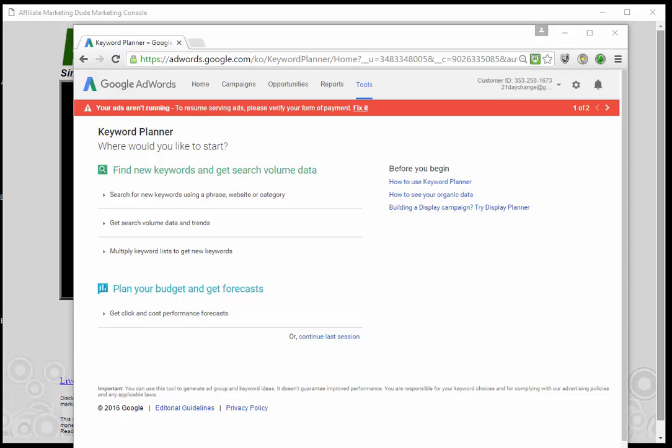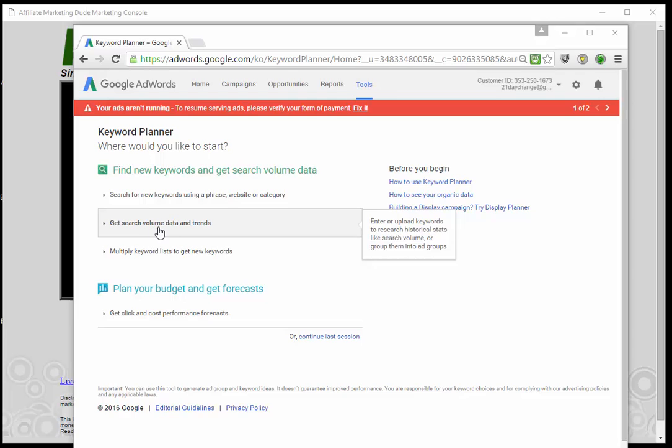The way that it works is quite simple. We can either search for new keywords using a phrase, website, or category. That means I can use a phrase like weight loss or buy computers. I can type in a website like simplesitesbigprofits.com. Or I could choose a category like investments.